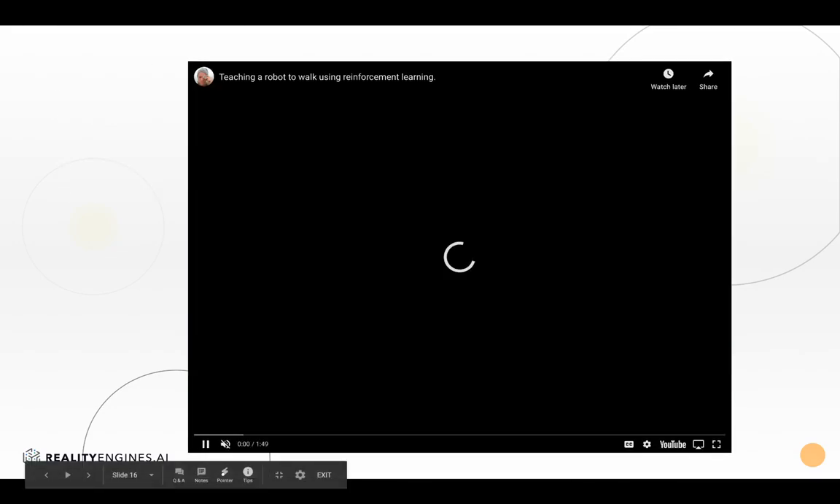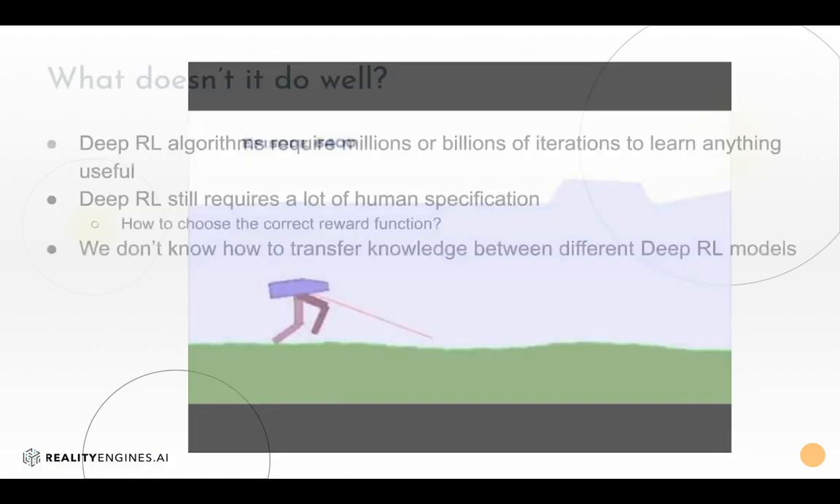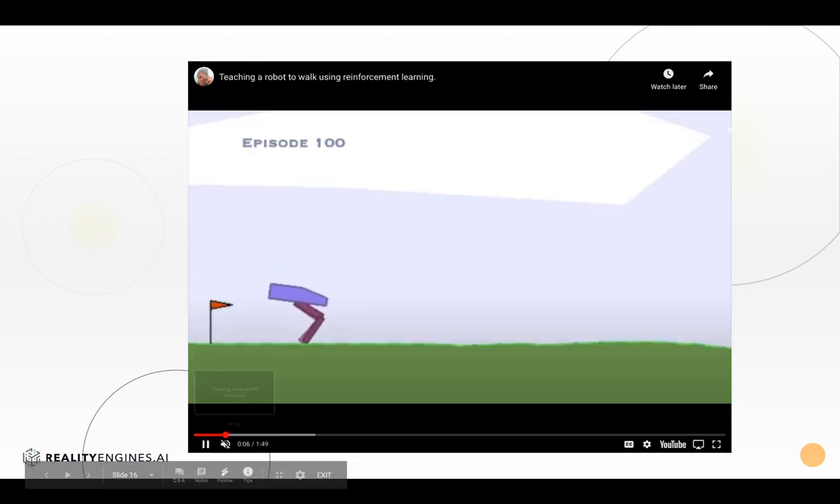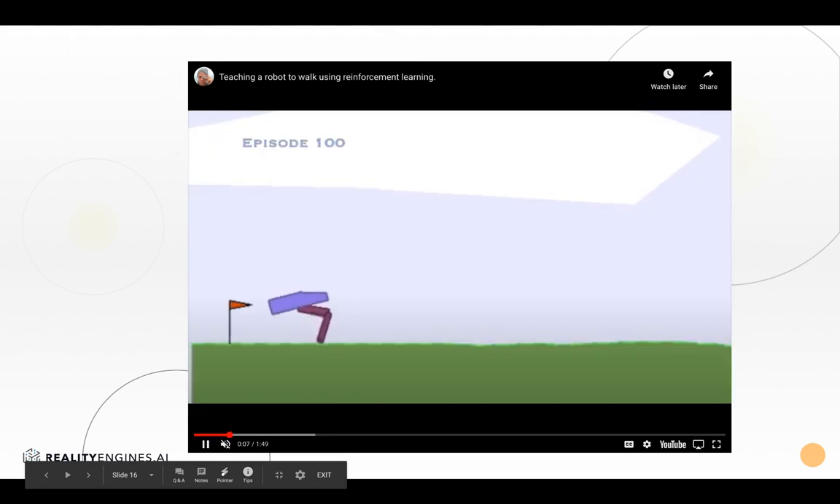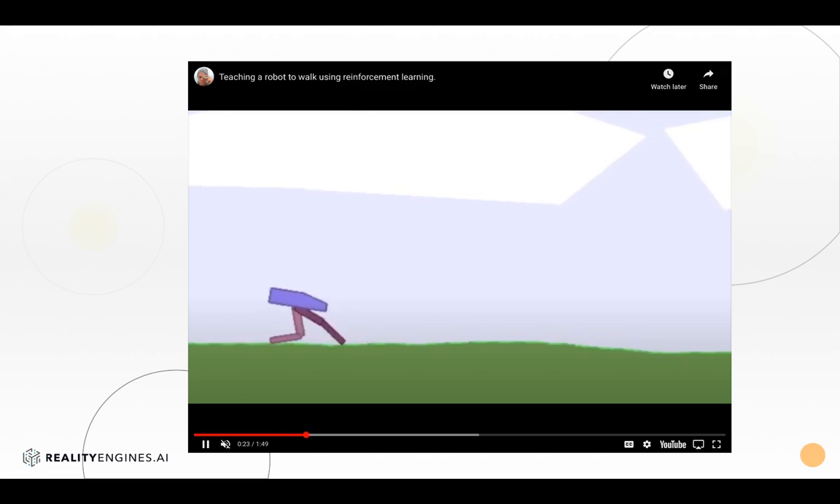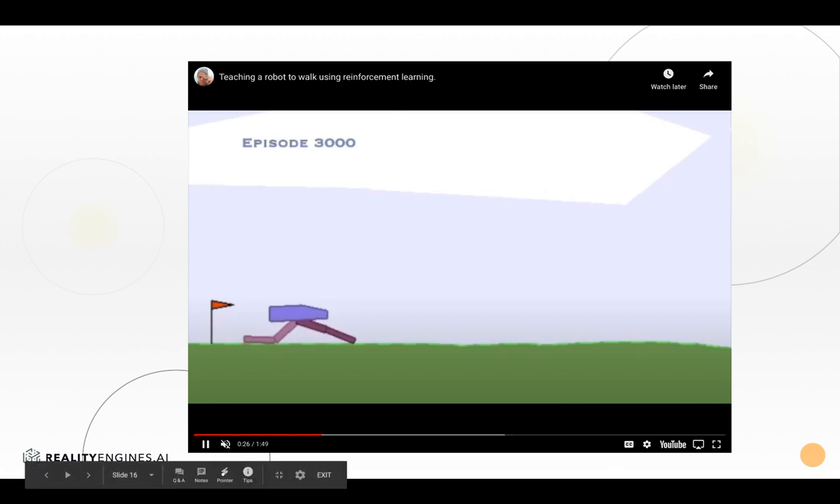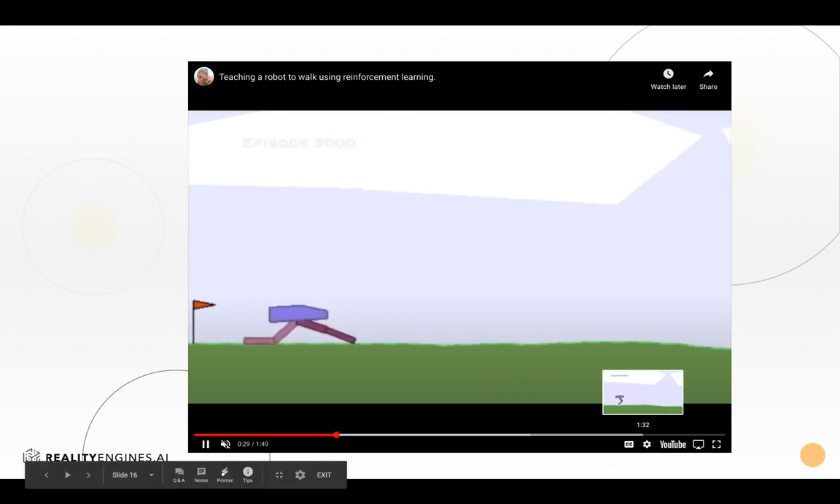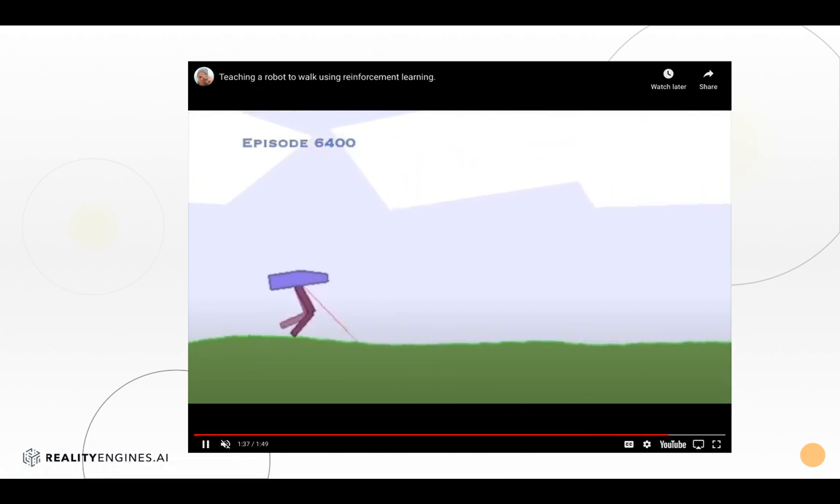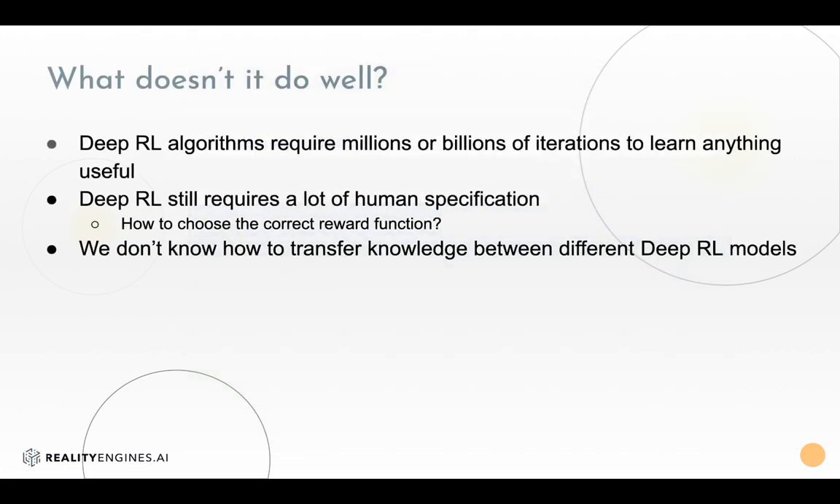Here's another example of teaching a robot to walk using reinforcement learning. The training takes 6,400 episodes. So deep RL algorithms are very computation expensive. It takes many, many iterations for them to achieve any interesting results at all. You can see that for the first few thousand episodes, our little robot kind of struggles to walk around. It has some funny poses. Eventually, though, it starts to run, and it's pretty impressive to see.